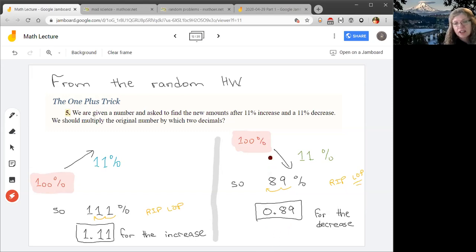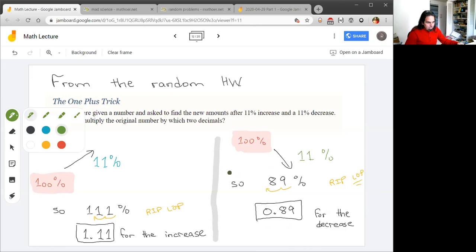We did 100 minus 11. Just like here, we did 100 plus 11. So here we had to take the 100 and make it 11 bigger. Here we started at the 100 and made it 11 smaller, so we subtracted.